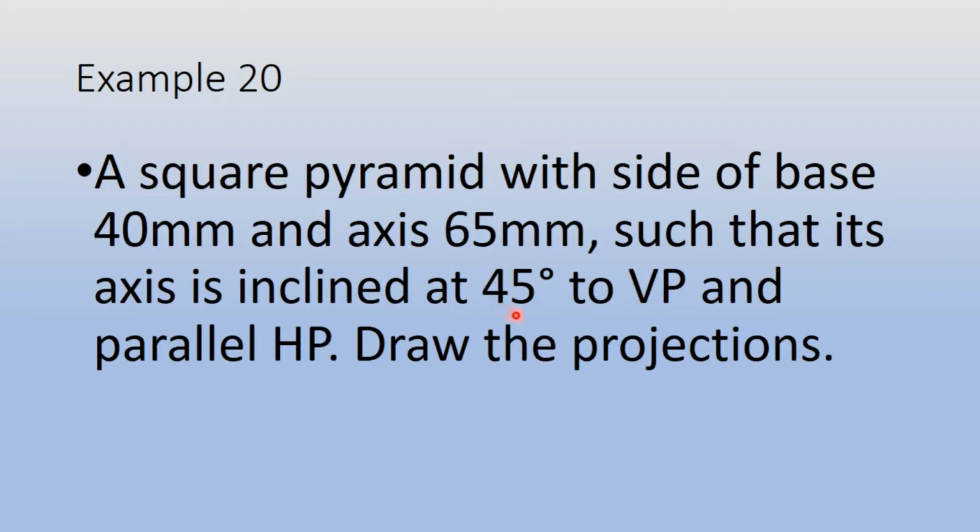So you need to remember that the inclination is given with respect to VP. So we have to tilt the top view of this square pyramid. Tilt means first we have to assume that the square pyramid is resting directly on the VP, because the angle of inclination is given with respect to the VP. So we have to first assume that the square pyramid is directly resting with its base on VP, and then we have to tilt that top view. And now we will see how to imagine this first.